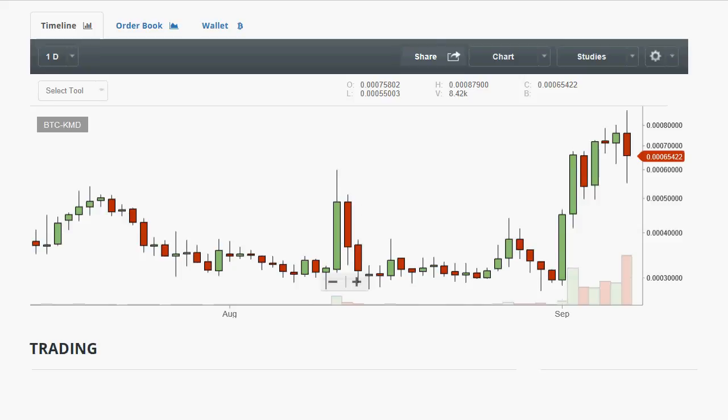Hello and welcome. We are looking at an outside day, as they would refer to it in technical analysis, in today's chart on KMD Komodo. An outside day refers to a day where the high is higher than the previous one, and especially when it's significant, it counts well. And by far, these are both significantly noticeable. Also, a lower low from the previous day as well.